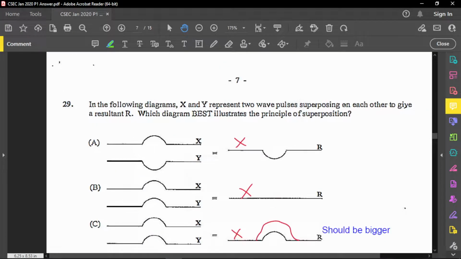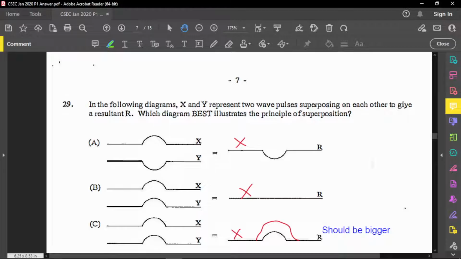And for question number 29, it says, in the following diagrams, X and Y represent two wave pulses superposing on each other to give a resultant R. And so it says, which diagram best illustrates the principle of superposition? And superposition is pretty much when the waves come together and create a larger wave. That's a basic way you could explain it. They come together and create a larger wave.